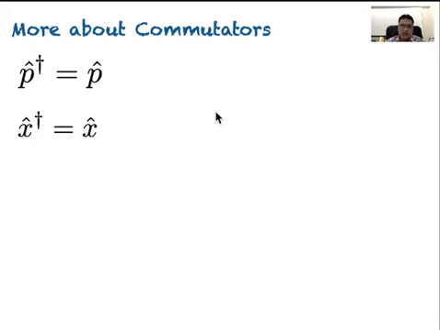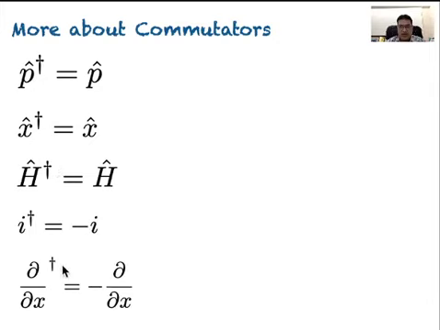It's also easy to show that x dagger is x. Hamiltonian is always self-adjoint. i dagger is minus i, and d over dx dagger is minus d over dx. So the adjoint is different from the complex conjugate.